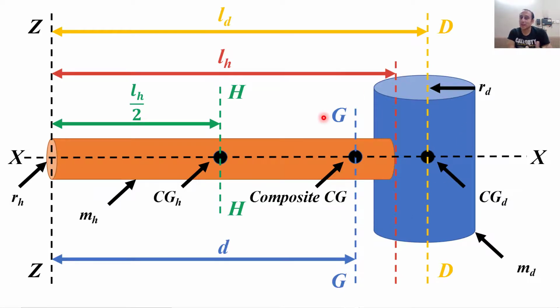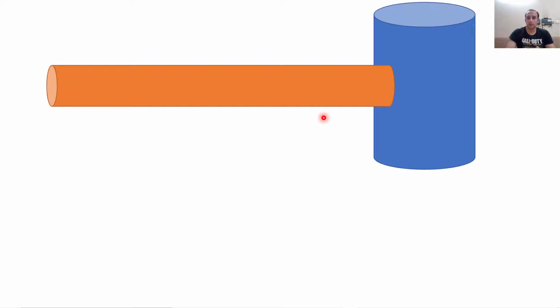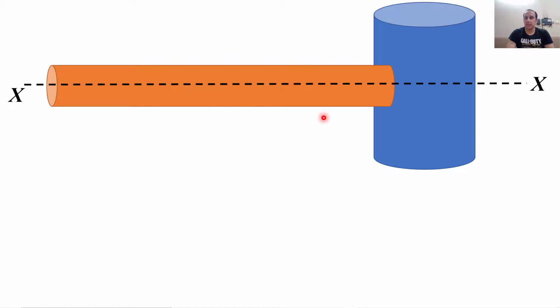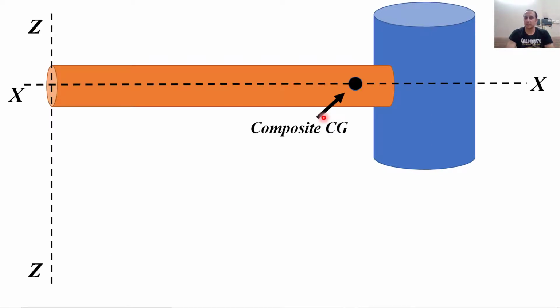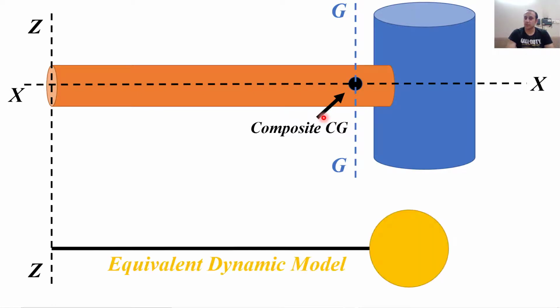Now we will replace this hammer with a dynamic equivalent model. So how can we do it? This is the hammer. Once again, we have the x-axis and the z-axis. This is the composite CG, and there is an axis passing through that composite CG, which we denote with the letter G. This is the equivalent dynamic model of the hammer.